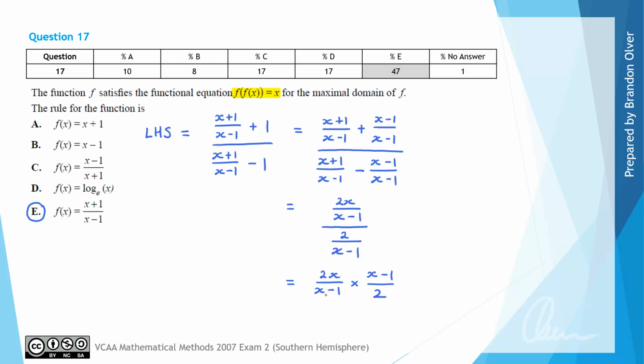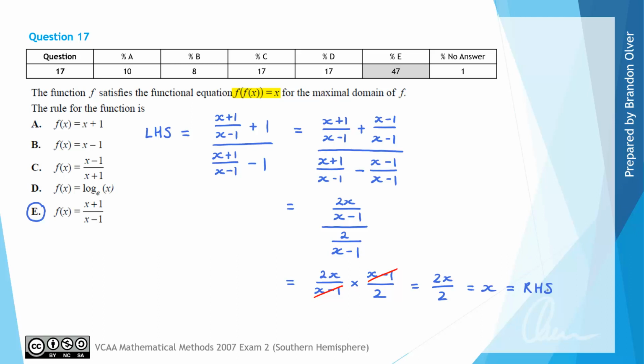And then you can see that the factor of x take 1 here and here would cancel. So this would simply give us 2x divided by 2, which just simplifies to give x, which equals the right-hand side of the functional equation.